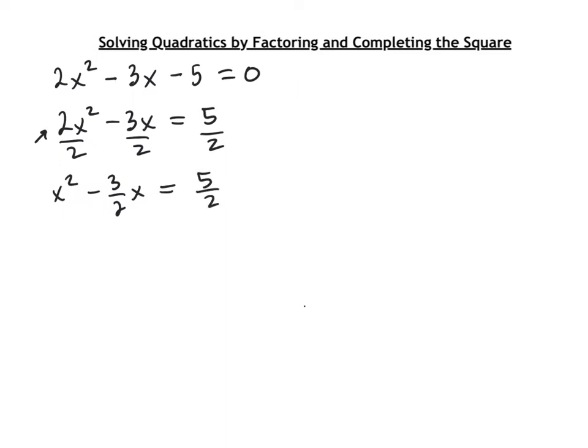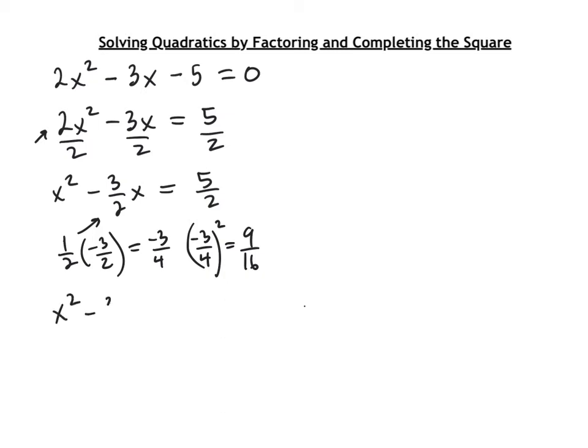Next, we'll take half the coefficient of x. That's 1/2 of negative 3 halves. And you don't need to include the negative because you're going to square it. It's going to end up being positive. This would be negative 3/4. Then we'll take the negative 3/4 and we will square it. That'll be 9/16. And we'll add that to both sides.